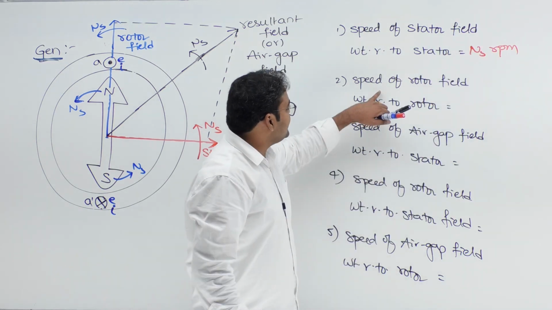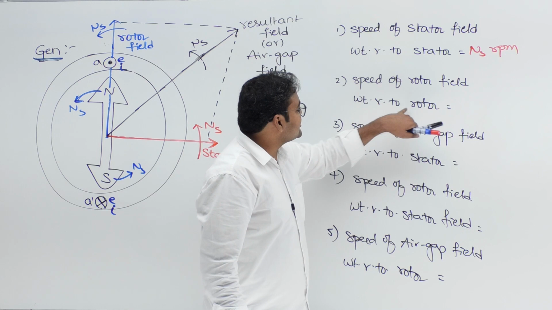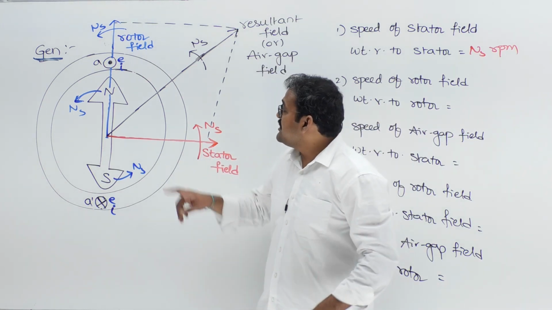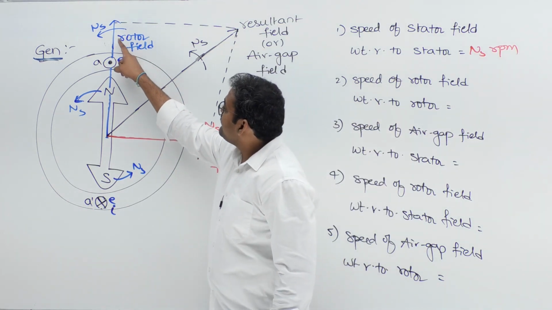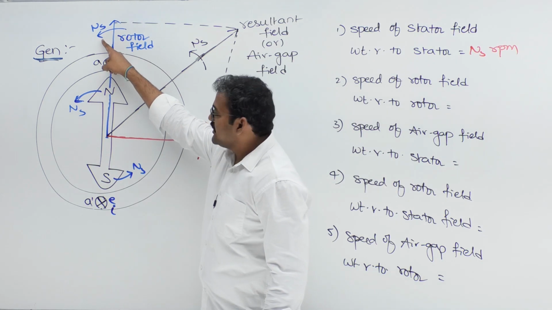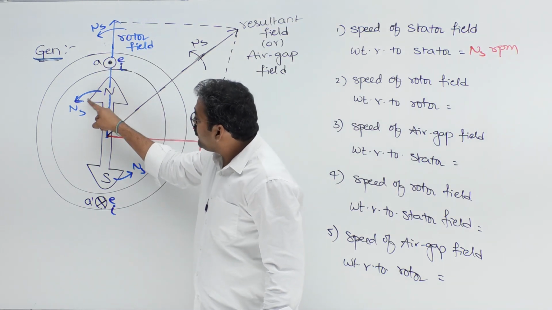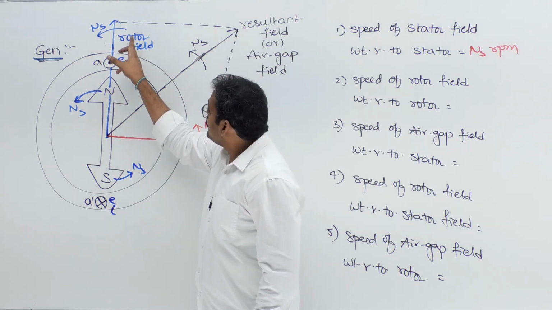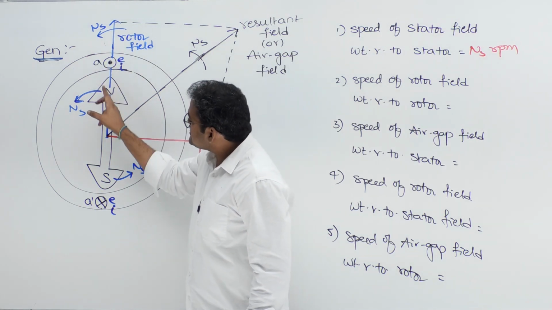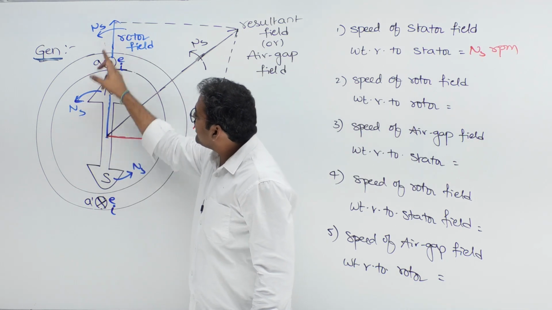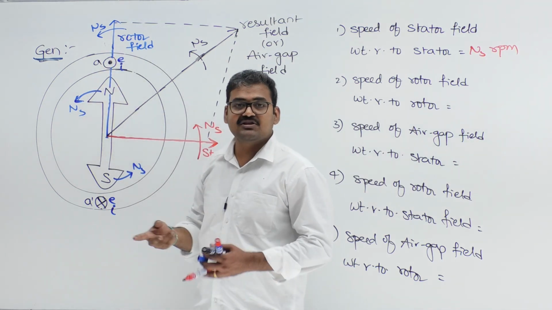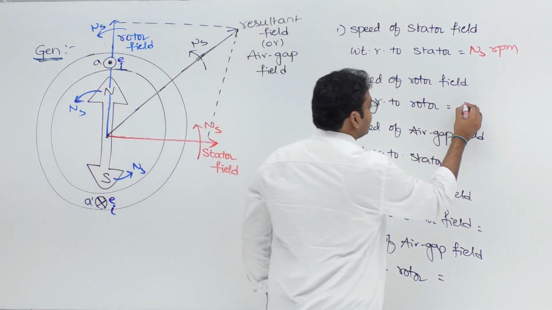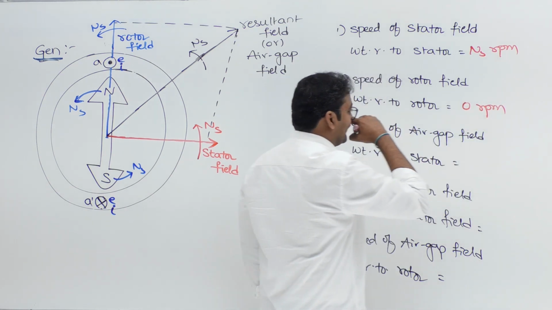Next, the speed of the rotor field with respect to the rotor. Tell me, what is the speed at which the rotor field is rotating? Ns. What is the speed at which the rotor core is rotating? Ns, in the same direction, right? So the rotor field speed is ns and the rotor core speed is also ns. Therefore, what is the relative speed between the two? 0. So the answer for the second question is 0.